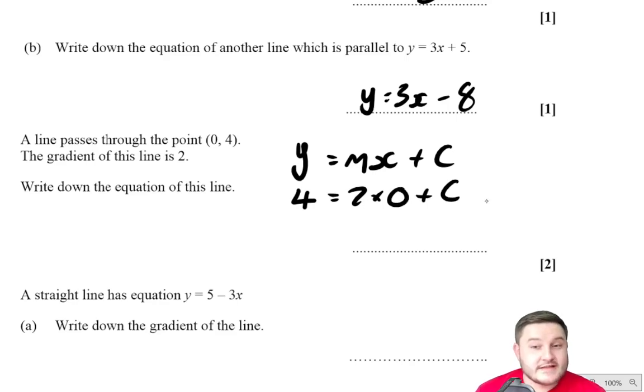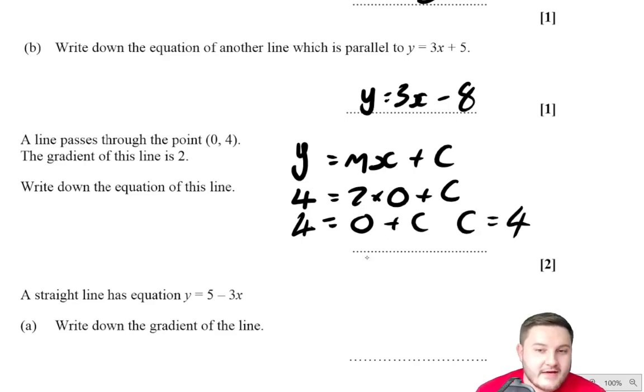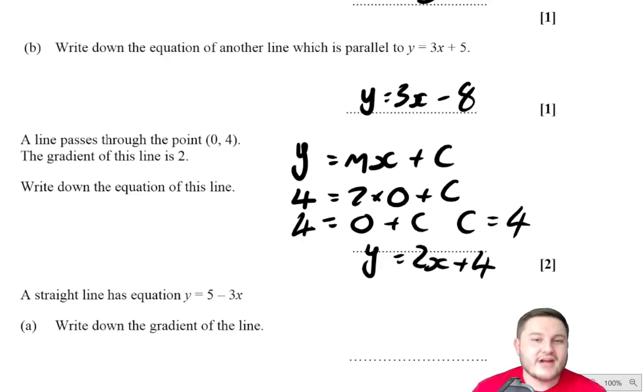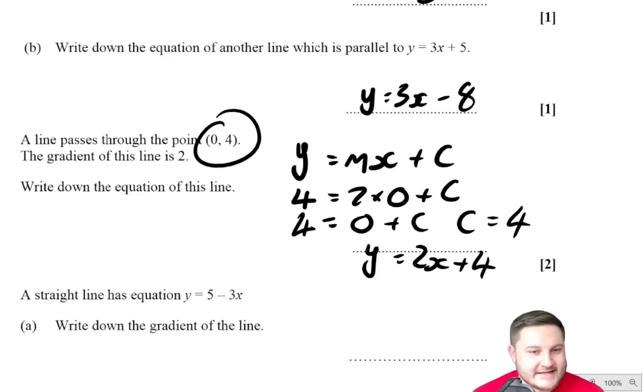So what I'm actually doing is I'm working out what the value of c is. I'm working out the y-intercept. So 4 is equal to 0 plus c, c is equal to 4. So therefore the equation must be y = 2x + 4. And actually you could have spotted that right at the beginning, because the line passes through the point (0, 4). (0, 4) is on the y-axis, so that actually is the y-intercept. So you didn't really have to do all this substitution to find the y-intercept because it literally told you. All you had to do was write down the equation of the line.